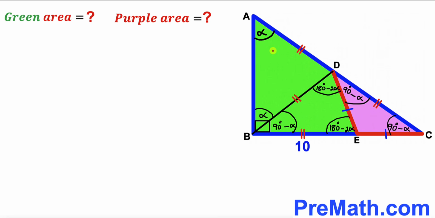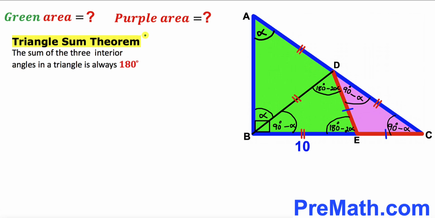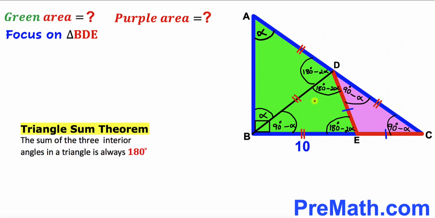And now let's focus once again on this triangle ABD. And now let's recall the triangle sum theorem. According to this theorem, the sum of three interior angles in a triangle is always 180 degrees. So therefore this third interior angle has got to be 180 degrees minus 2 alpha. If we add all these three angles, they add up to indeed 180 degrees. And finally we are going to focus on this triangle BDE.